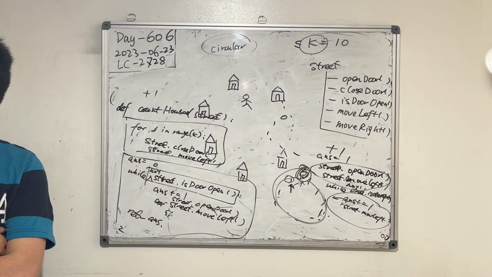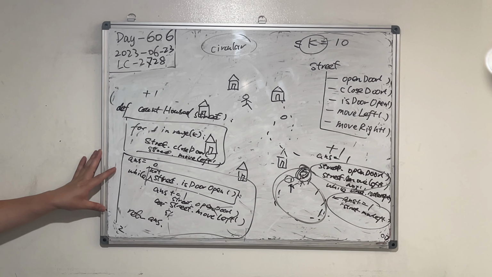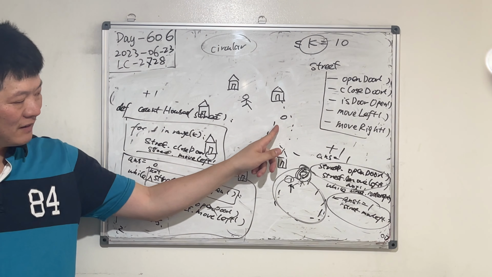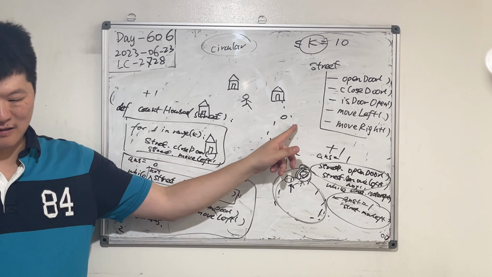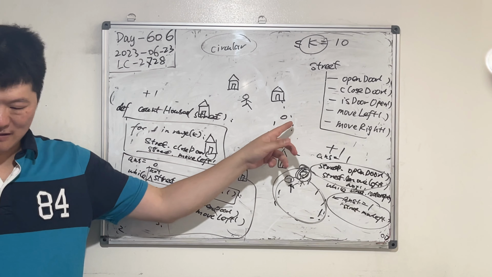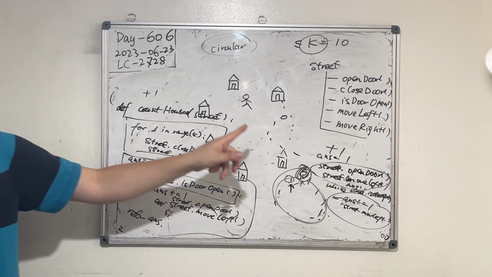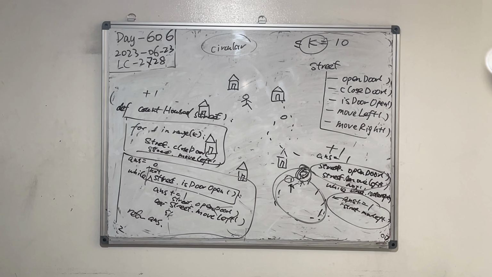You need to close all of the doors. You deliberately open one. You move left, and you count how many closed doors are there. And after you count them, you plus 1. Count how many closed doors are there until we come back to the first house we've already opened. Okay. That's it for today.